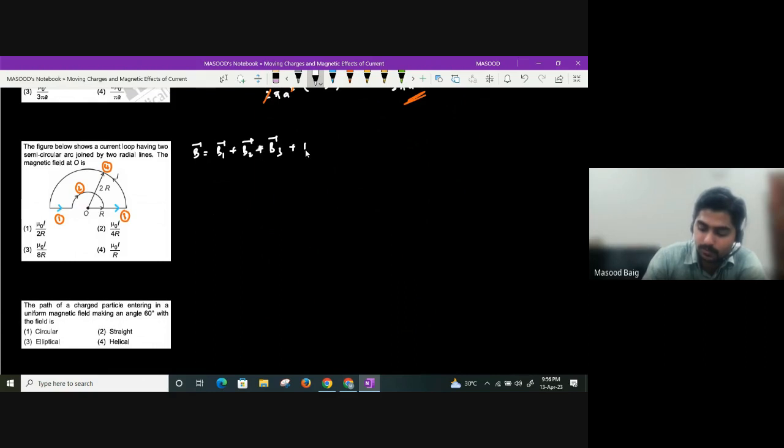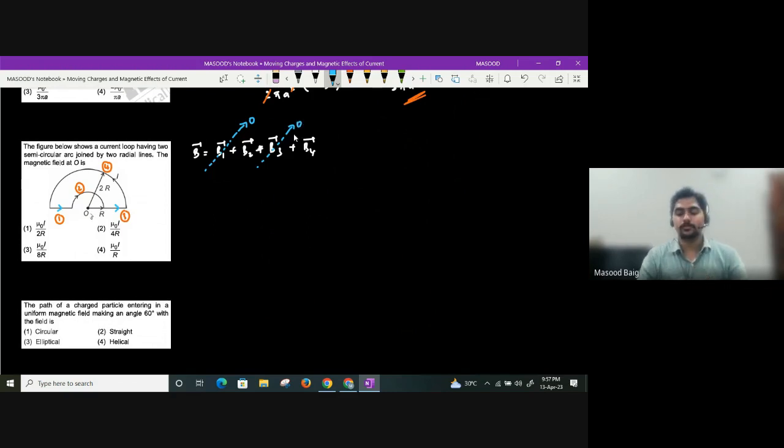Yes or no, everyone? Now please tell me, the given point, the center, is it lying on the first line produced or not? Whenever a point is lying on the current carrying wire produced, what is the magnetic field at that point due to that particular wire? 0. If you see the third wire also, is the given point lying on the third wire produced? Yes. So the magnetic field due to the third current carrying wire will also be 0.